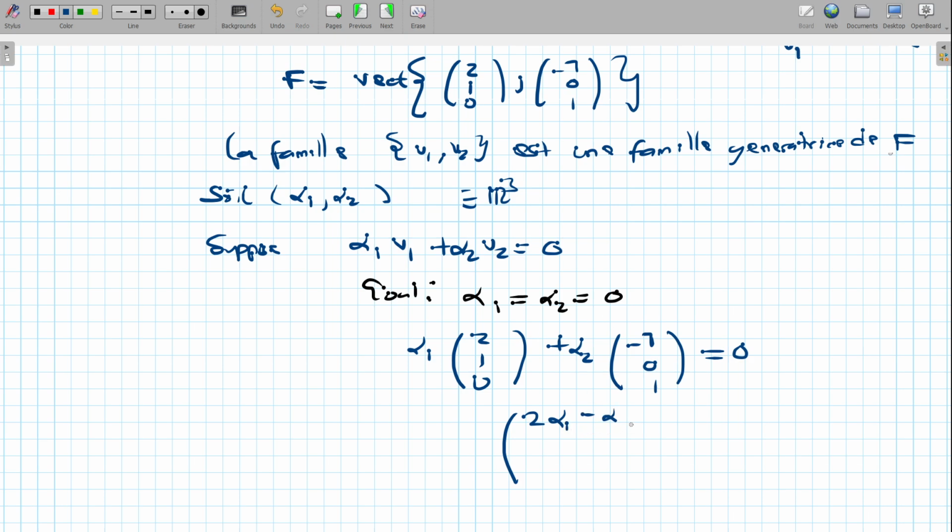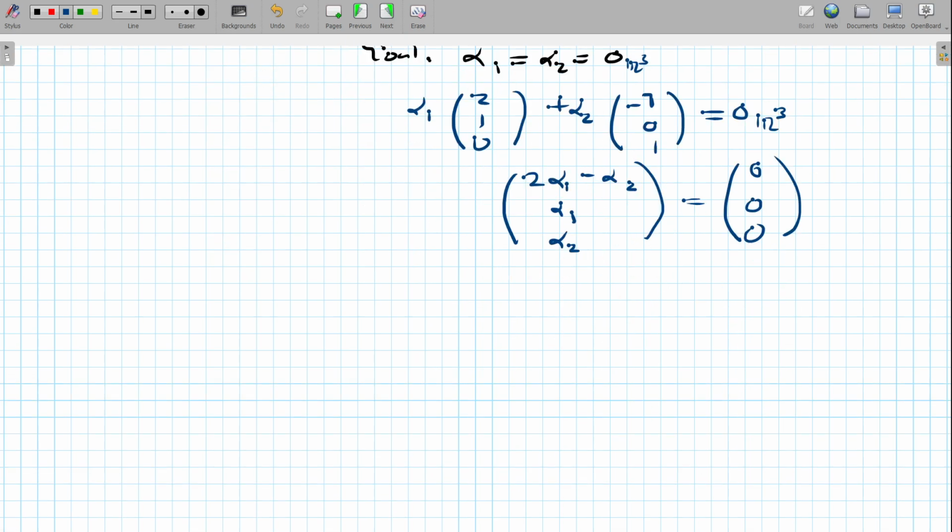1 minus alpha 2, and then here you're going to have alpha 1. Then for the last one, you're going to have alpha 2, like so. Okay, then this is going to be equal to (0, 0, 0). So this vector is the 0 vector in R3, so that you don't confuse things. Two vectors are equal if and only if their corresponding components are equal.